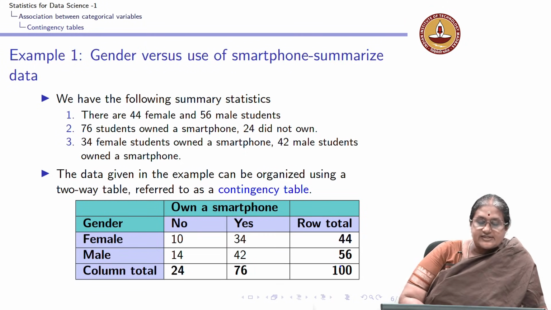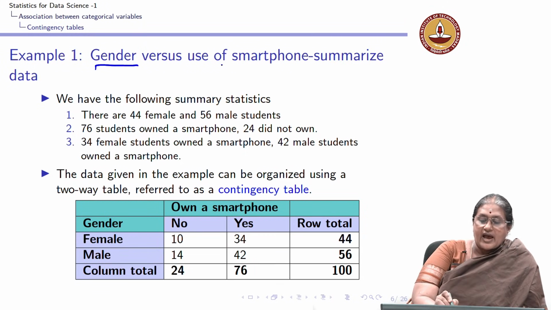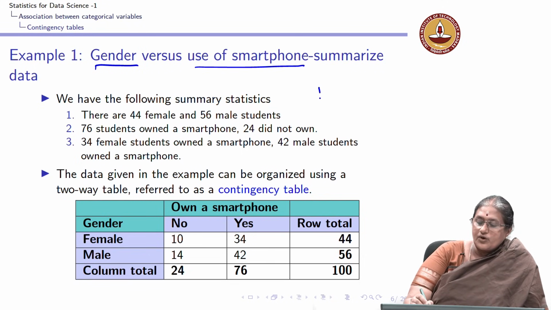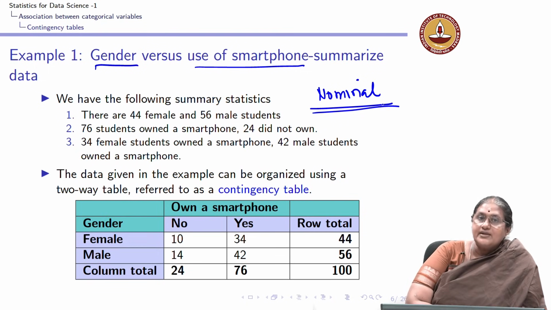Now, in this example, both gender and ownership of a smartphone were what we referred to as nominal variables. There was no order in these variables.